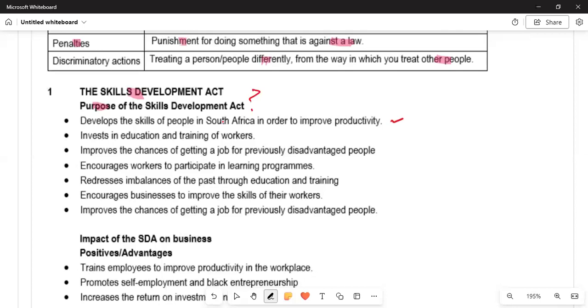Another purpose of this act is to invest in the education and training of workers. That improves the chances of getting a job for previously disadvantaged people, who find themselves with the necessary skills to get a job.